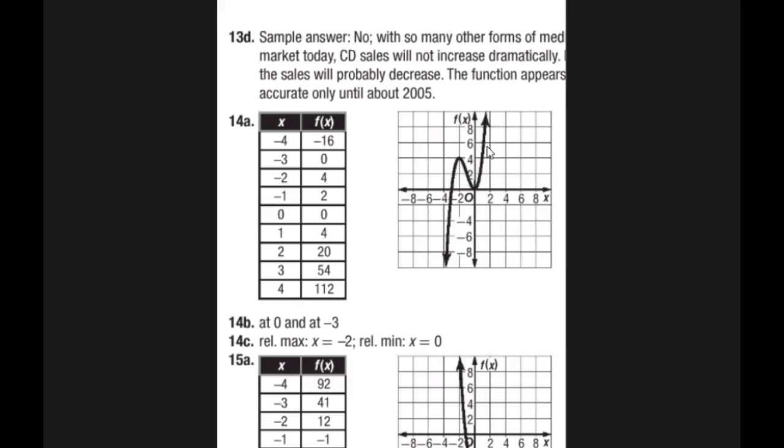Your graph sketch should have looked roughly like this. You had a 0 over here at -3 and a 0 at 0. So you want to make sure you show both roots on your graph. It's odd with an even exponent, so it starts low and heads high.